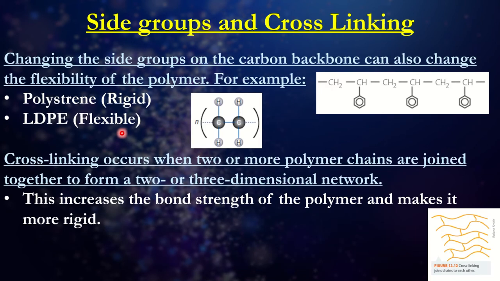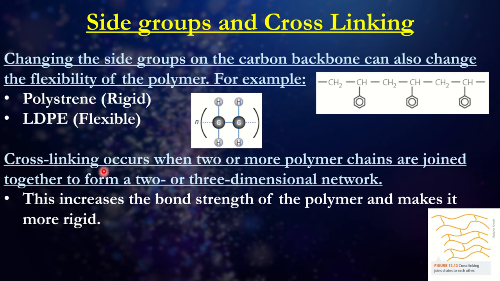We have side chains, which branch off what we have as the backbone of the carbon. So we have this one here, polystyrene. It has the benzene ring that makes it more rigid because the benzene ring is a lot bigger. We have the low density polyethylene. You see it's only hydrogen. Hydrogen, obviously a single atom, is a lot smaller than the benzene ring. Hence, it's a lot more flexible in comparison to polystyrene.